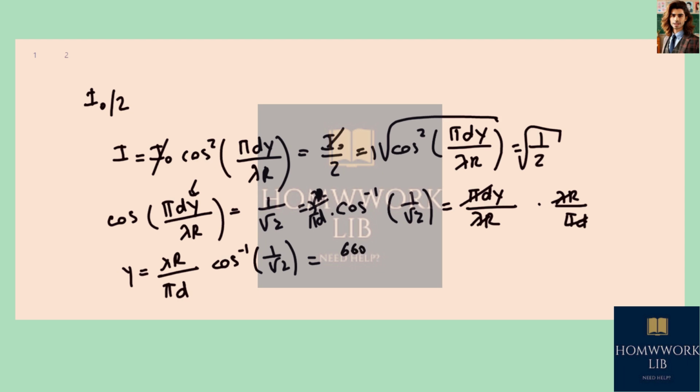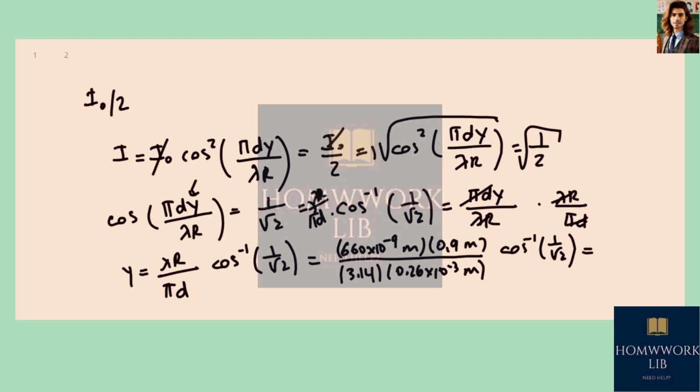Now lambda is 660 times 10 to the power of -9 meters. R is 0.9 meters, divided by 3.14 times 0.26 millimeters. So let's convert that to meters while we're at it. Cosine inverse of 1 over square root of 2. When we do this algebra, we're going to find where it's located to be 0.57 times 10 to the power of -3 meters.